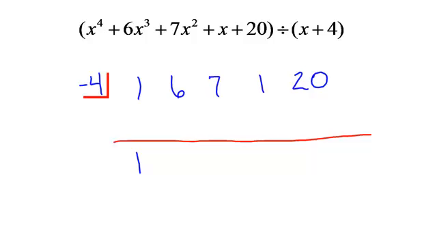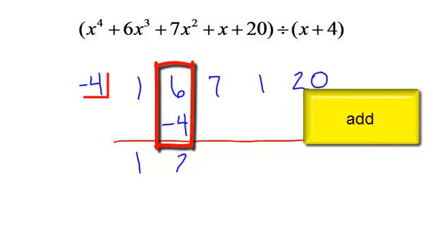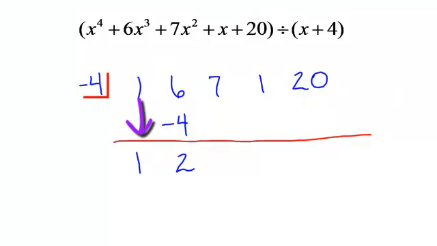Now here we go. We take the negative 4, the number in our box. Multiply negative 4 times 1. I get negative 4. Put it under the next number in line. And then add. 6 and a negative 4 is 2. So what did we do? We brought down our first number. Then you multiply negative 4 times 1, put your answer here and then add. You multiply and then you add.